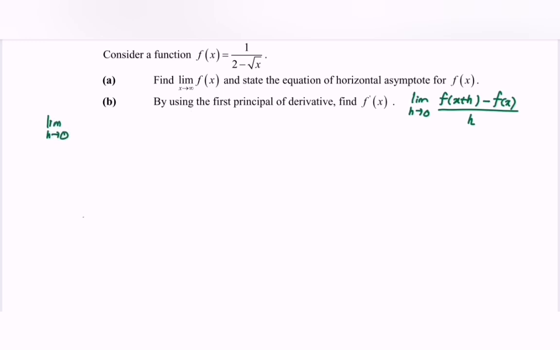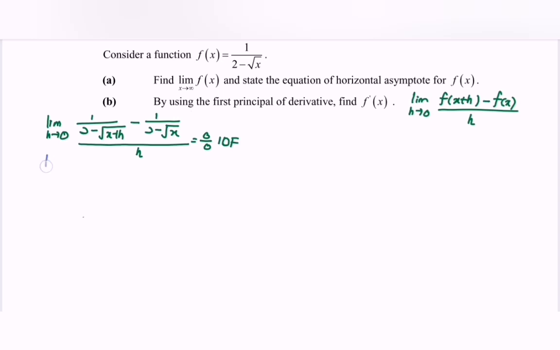We have f(x plus h), so we have 1 over 2 minus the square root of x plus h, minus f(x), where we have 1 over 2 minus the square root of x, all over h. If we substitute, we will obtain 0 over 0, which we can consider an indeterminate form. So the suggested strategy would be multiply by the conjugate, factorization, or long division. For this case, it is better for us to use the strategy of multiplying by the conjugate.